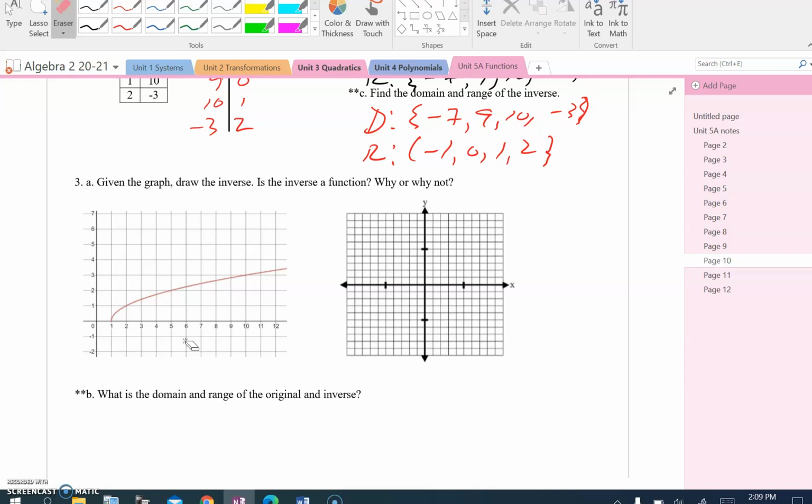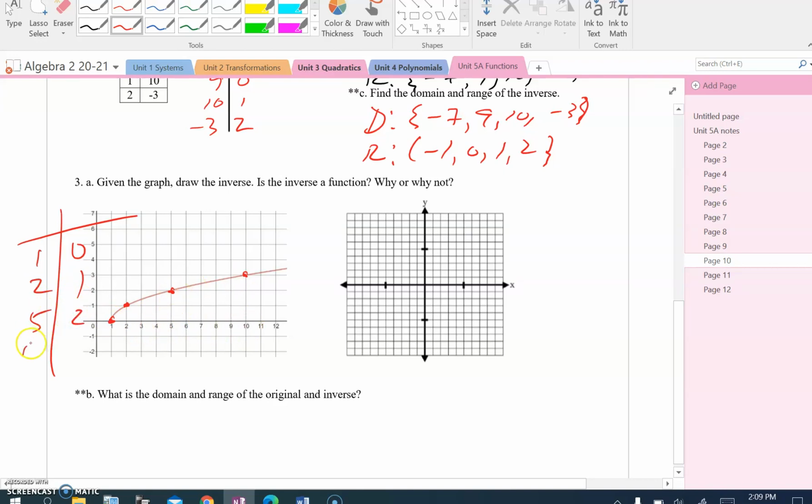So I guess there's a couple of ways to do this. We could just plot some points here. It looks like you got 0, 0, 2, 1, 5, 2, and 10, 3. So let's make this table here. So we got 1, 0, 2, 1, 5, 2, and 10, 3. So if we want a new graph over here, we just flip everything here. So we got 0, 1, 1, 2, 2, 5, and 3, 10.